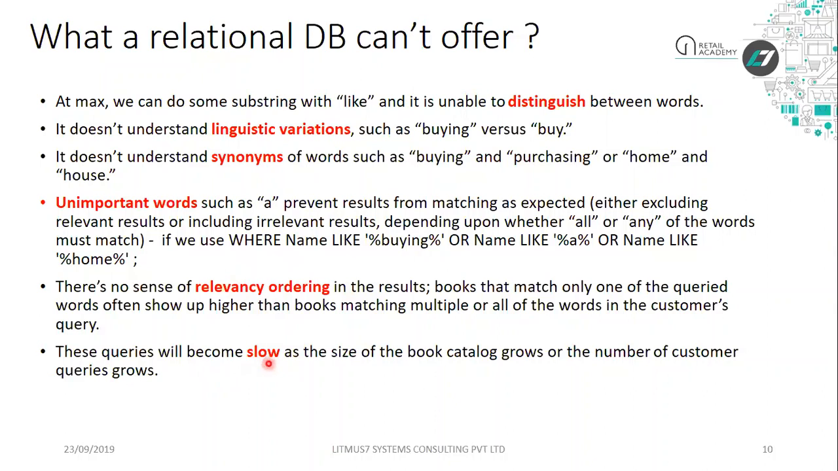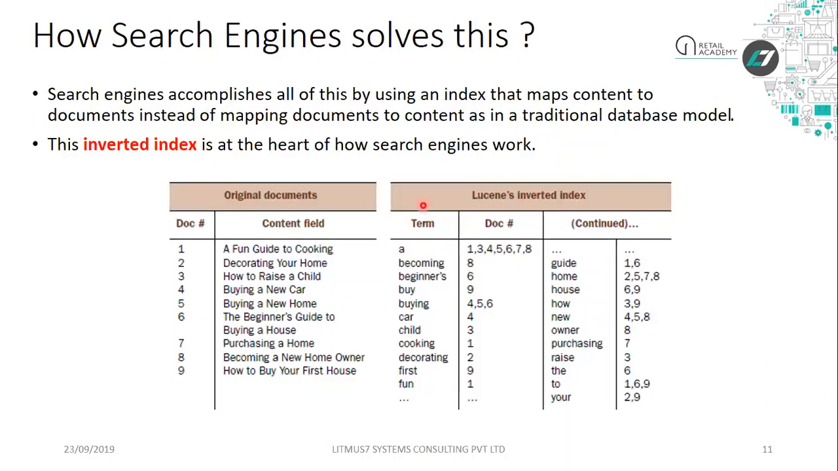And as you can see, the queries become slow. When you go for the like operation or some additional ways to retrieve more documents matching the search terms, those queries become slower, and these are some of the drawbacks of using a relational database or some other data structure like that to find or search for the documents. So the question is, how do search engines solve this problem?